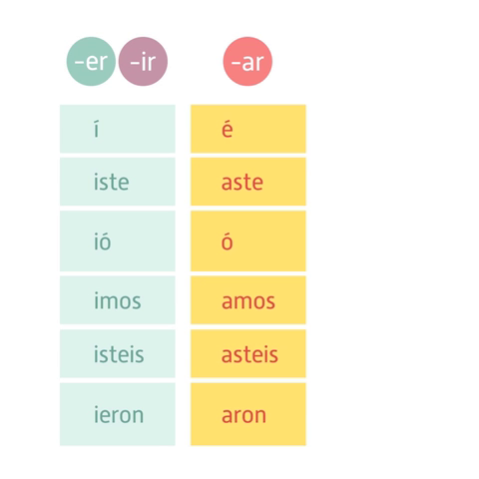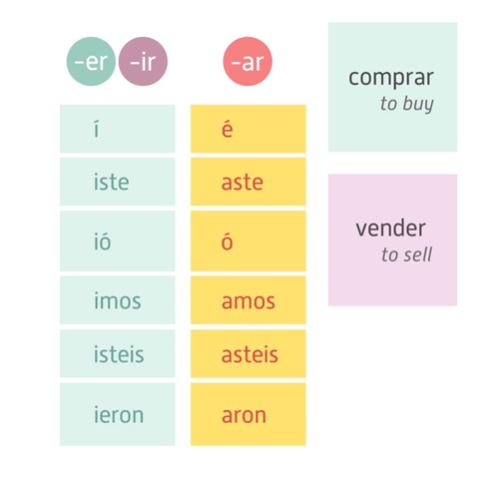All regular verbs will follow this pattern. Comprar, meaning to buy. Vender, meaning to sell. Salir, meaning to go out, and so on.